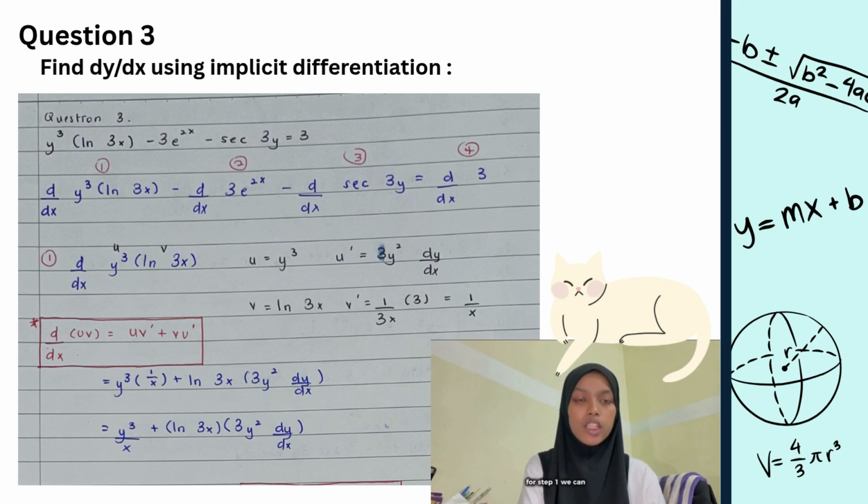For step 1, we can use the product rule formula, which is u v prime plus v u prime. So from this, we can say u is y to the power of 3 and v is log 3x. So we can search for u prime and v prime. We can use differentiation to find them. So u prime is 3y squared dy over dx, and v prime is 1 over x. Then we can put it into the formula.